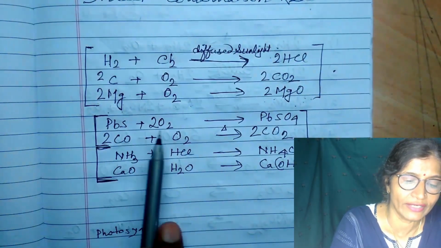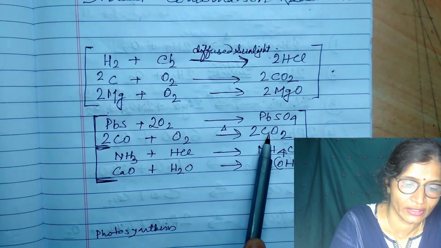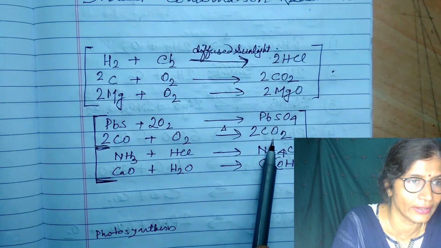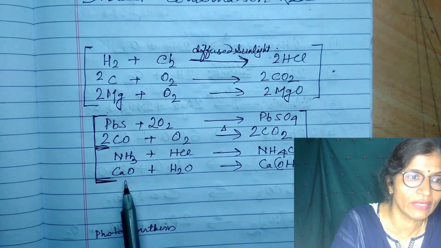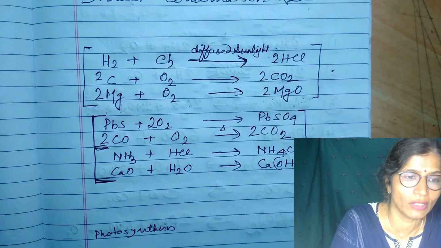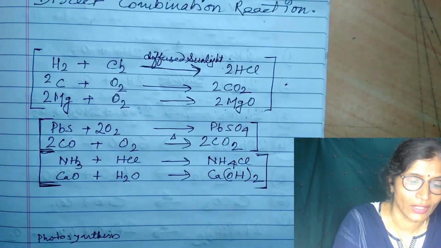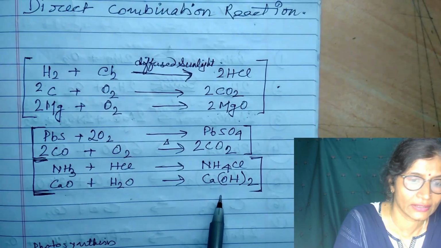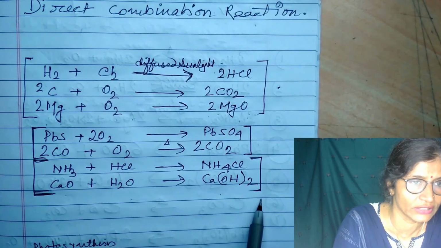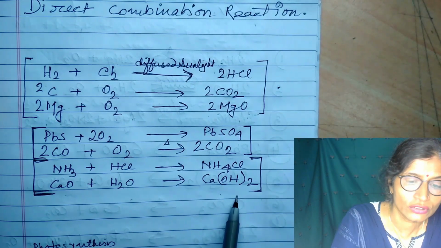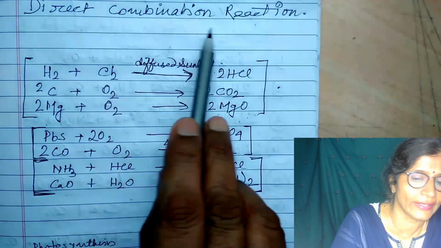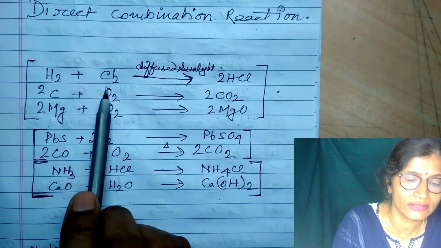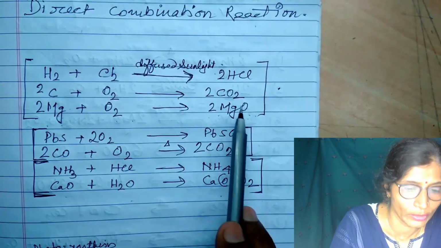Even lead sulfide reacts with oxygen to give lead sulfate, or carbon monoxide when treated with oxygen forms carbon dioxide, or ammonia when it reacts with hydrochloric acid forms ammonium chloride, or when quicklime is added to water it forms calcium hydroxide or slaked lime. So these are all examples of direct combination. Here you can see that the two reactants combine together to form one product.